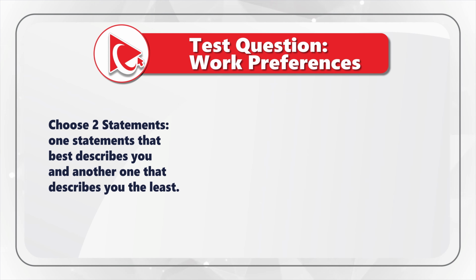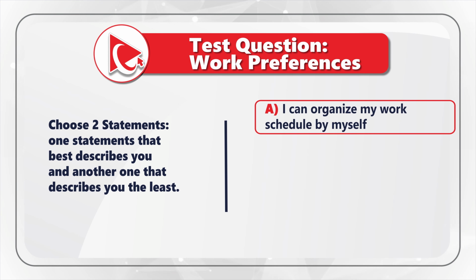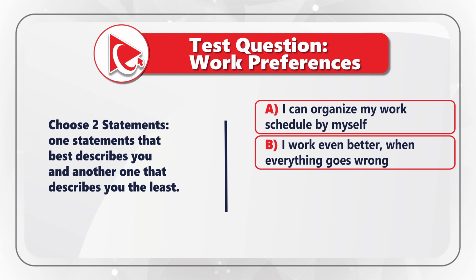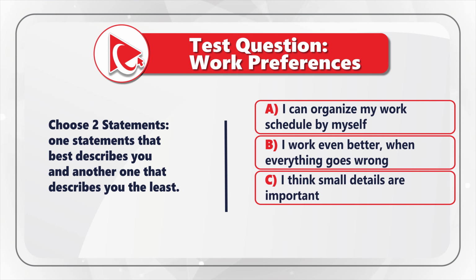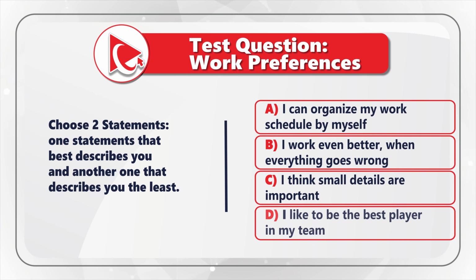The four possible answers to this question would be A. I can organize my work schedule by myself. Choice B. I work even better when everything goes wrong. Choice C. I think small details are important. And last but not least, choice D. I like to be best player on my team.